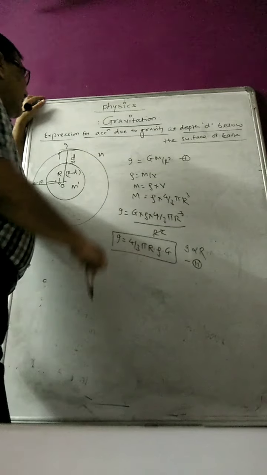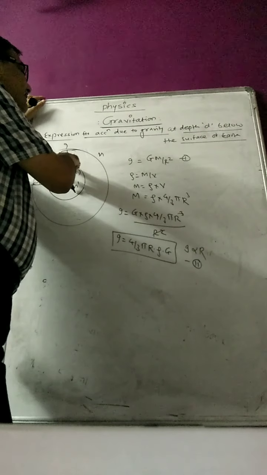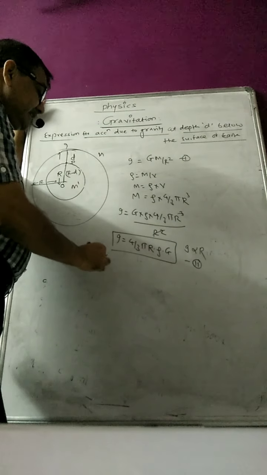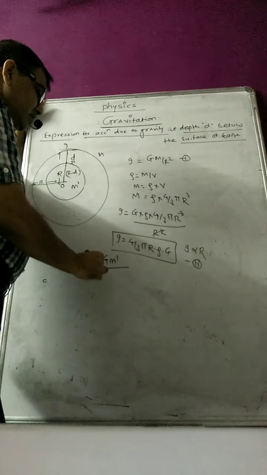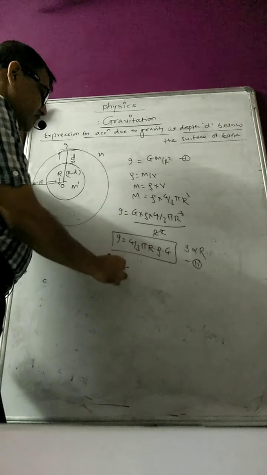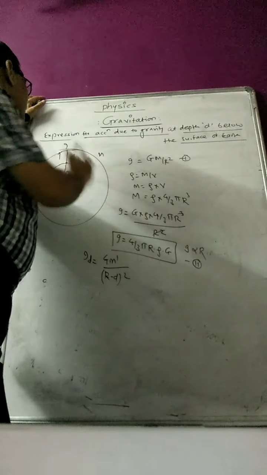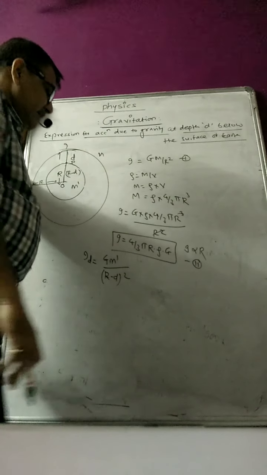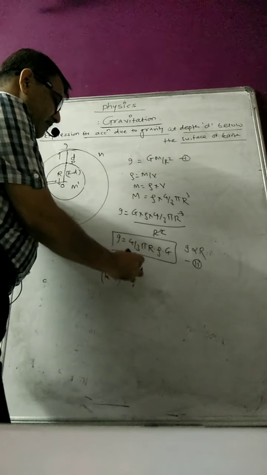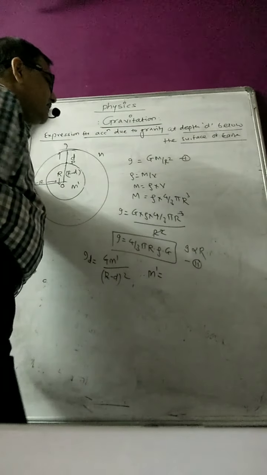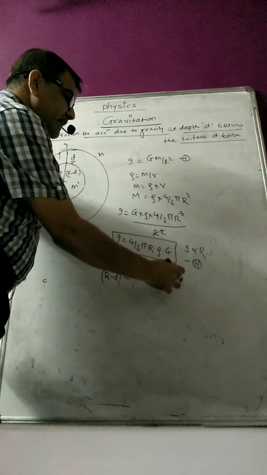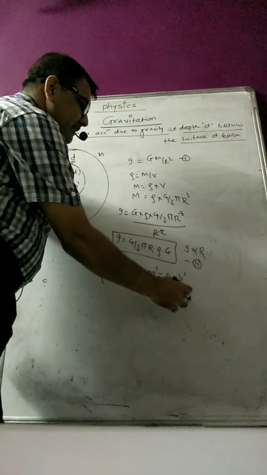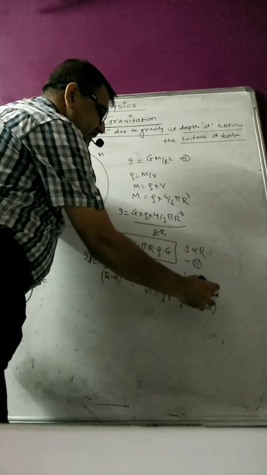Now if I want to find out the acceleration due to gravity at a depth d, then the gravity at that depth will be G M dash upon (R minus d) square. The radius I have to take at the depth is R minus d. Then now I also have to find M dash. So M dash is equal to rho, density, into V dash. So M dash is equal to rho into 4 by 3 pi (R minus d) cube.